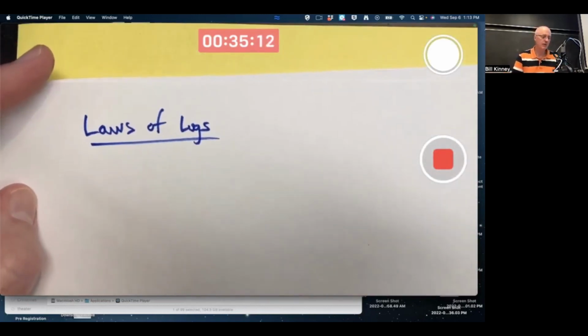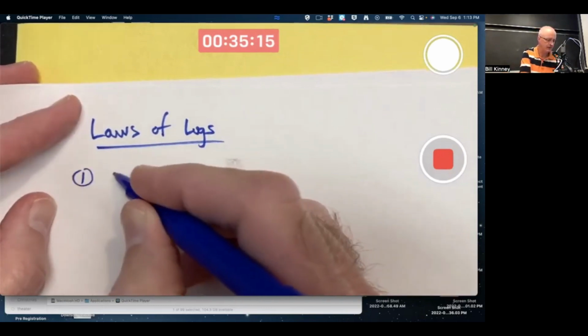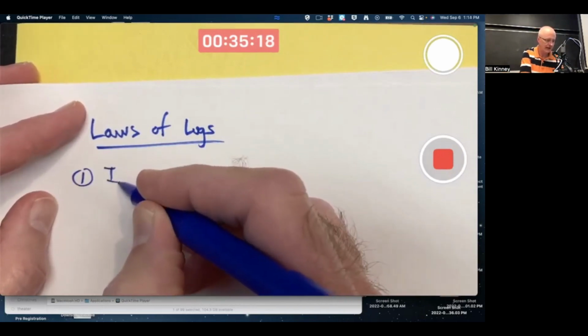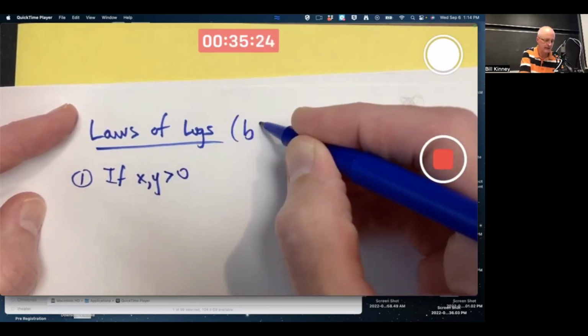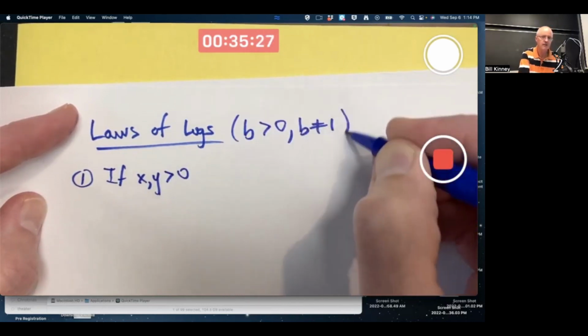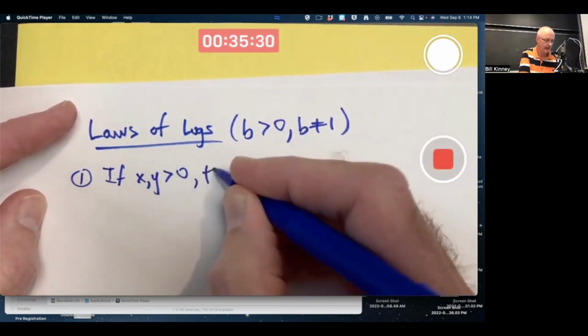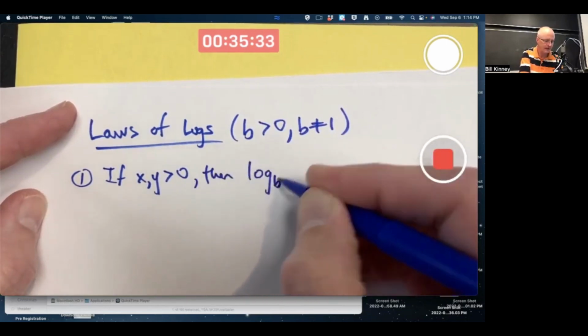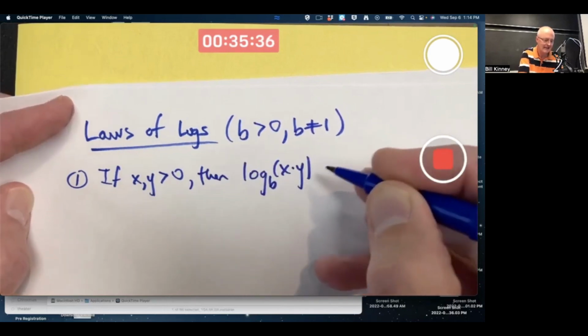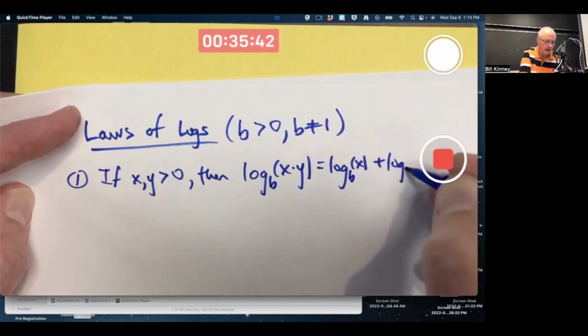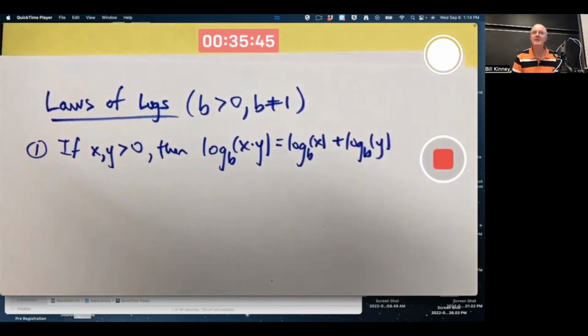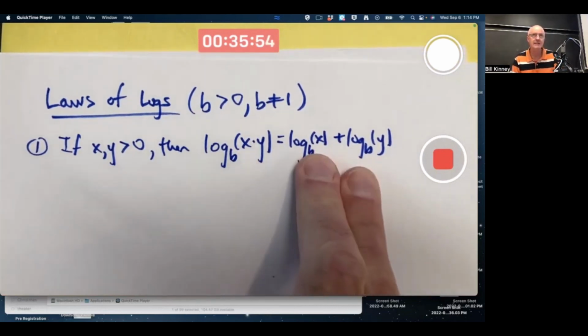Laws of logs, besides the ones we wrote down. First one: if x and y are positive, and once again, we're assuming b is positive and not equal to 1, then the log base b of the product x times y is the sum of the individual logarithms. Log base b of x times y is log base b of x plus log base b of y. The log of a product is the sum of the logs.